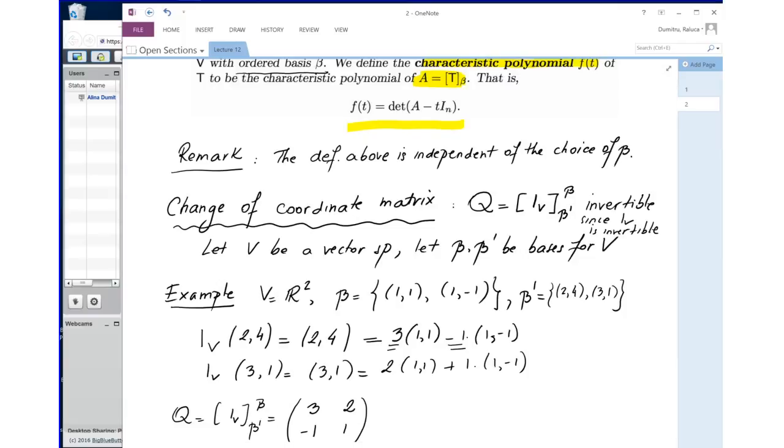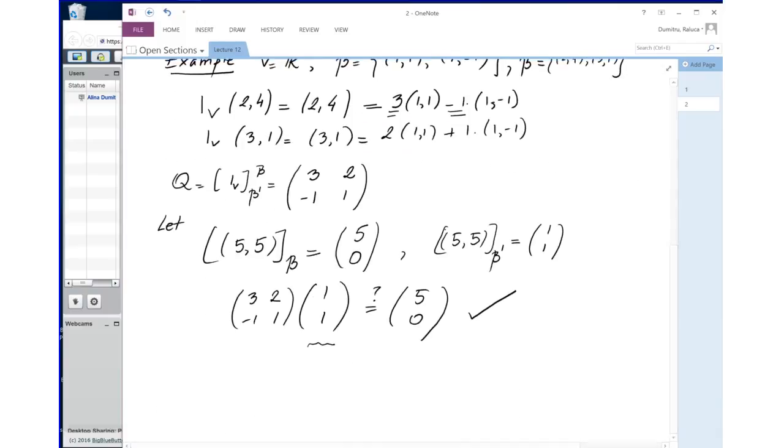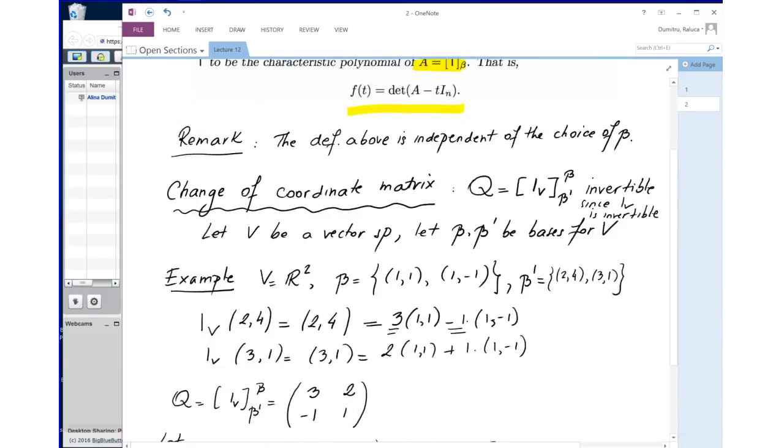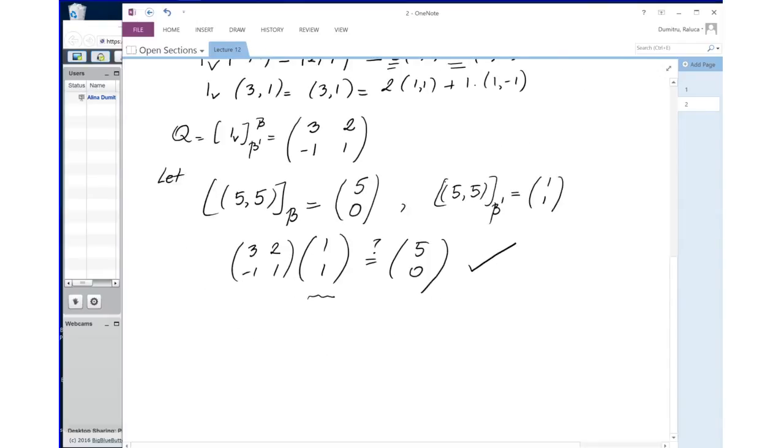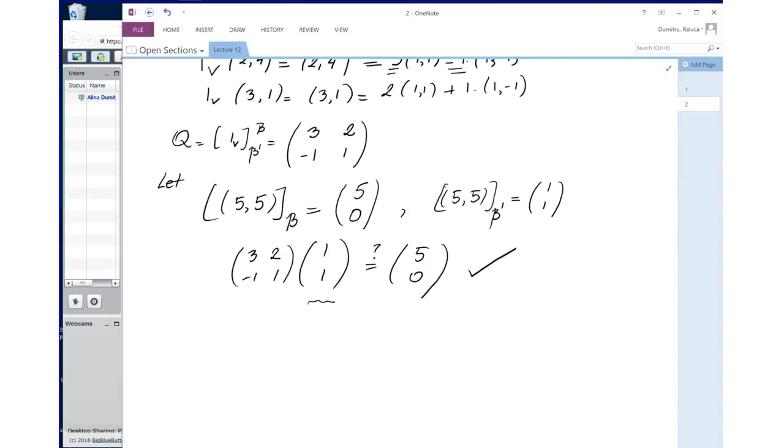Okay, and where I'm trying to go with this is the following. I'm not done with this matrix. So far we just defined it. We know what it does. But the next remark is how it actually affects a linear transformation. So this is a theorem, let's say.